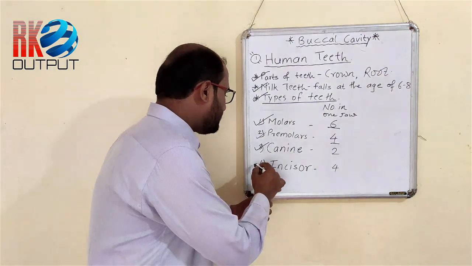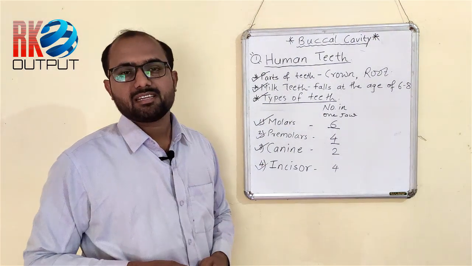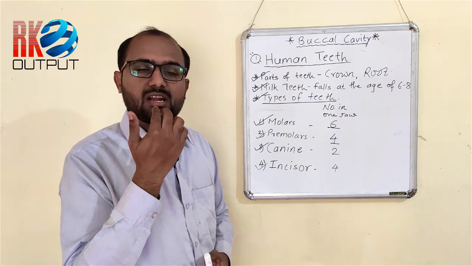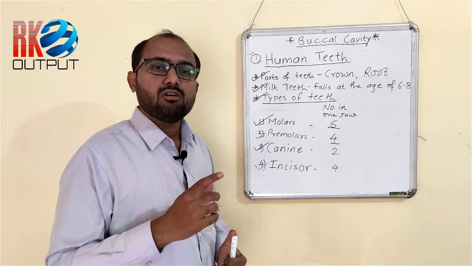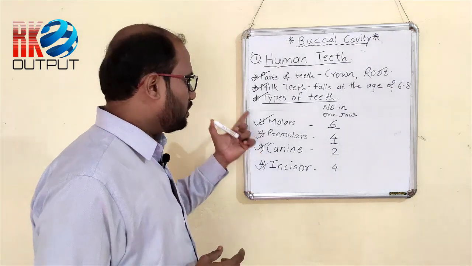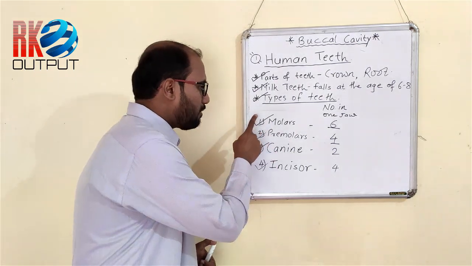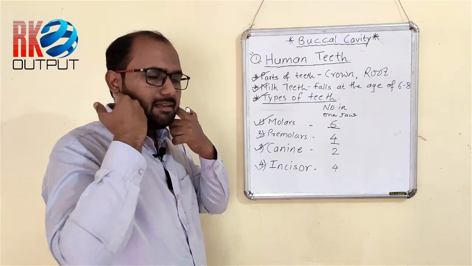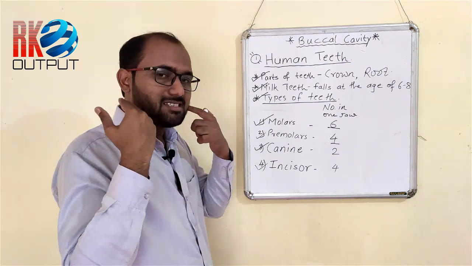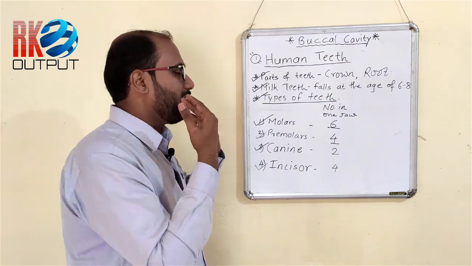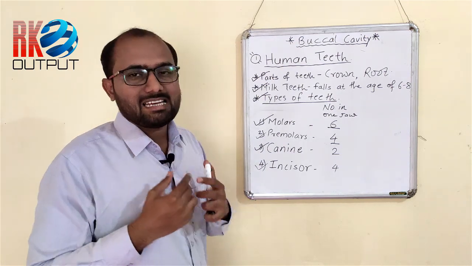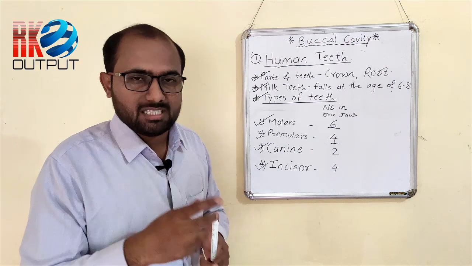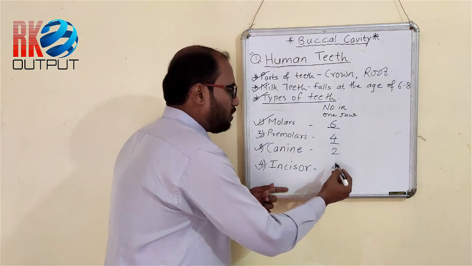Next is the incisor. Incisors are present at your front side. आपके front के जो 4 teeth होते हैं, that are called incisors. So they are 4 in number. Again I will repeat it. Starting from the back side, number 1 is molars, 6 molars, then 4 premolars. Then after that 2 canines from both sides, and incisors at the front side, 4 teeth. This is all for one jaw.